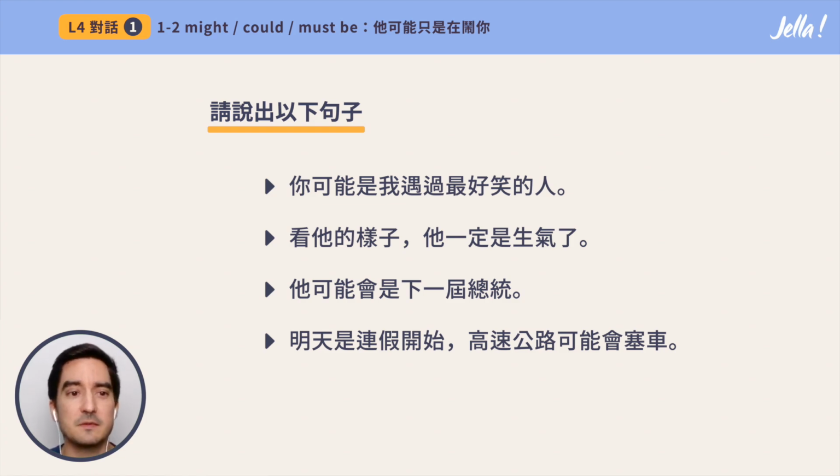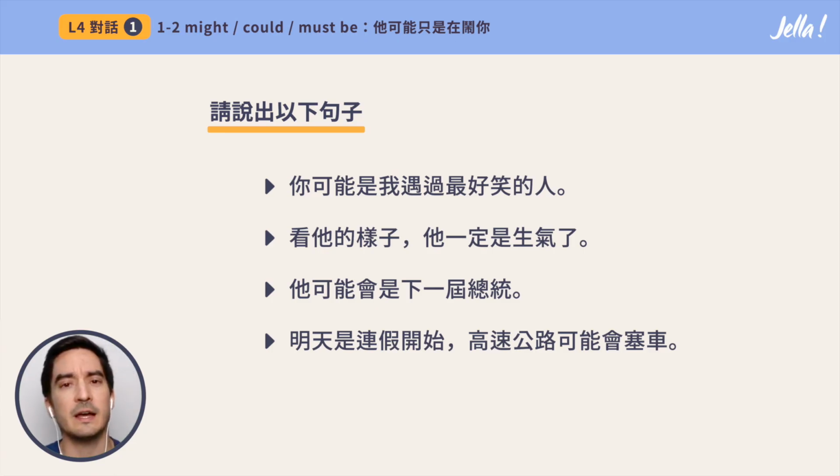So let's take a look at some of our sentences. Our first sentence is, 你可能是我遇过最好笑的人. Okay. So you might say this to your friend or somebody you meet. And you could translate this as, you might be the funniest person I've ever met. Now I use the word might. Now might is used to show, I'm not exactly sure, but I have a feeling. Okay? Now, we could also use the word could. You could be the funniest person I've ever met, okay?